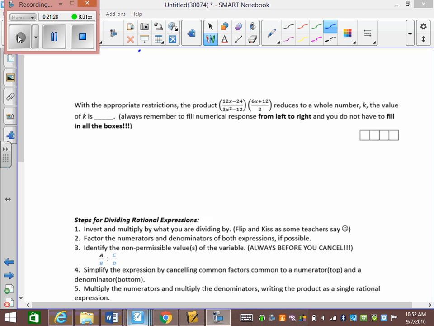The value of k is blank. Always remember to fill in mark response boxes from left to right, and you do not have to fill in all the boxes. So if you get 2, your answer would be 2, not 2.00. It's 2. Okay? Try that.